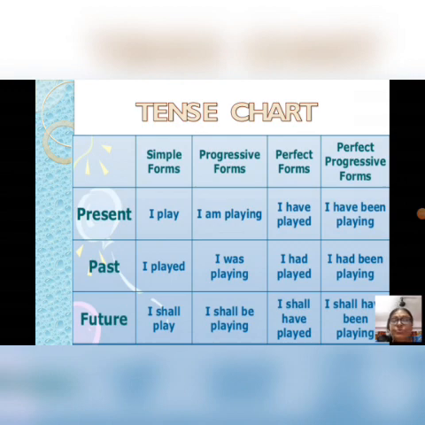Now come to future. In simple future, we will write I shall play. In future continuous, I shall be playing. And future perfect, I shall have played. And the last, future perfect continuous or progressive tense, we will write I shall have been playing.